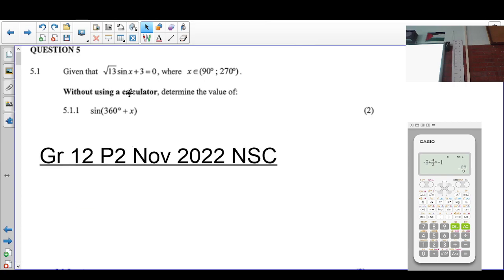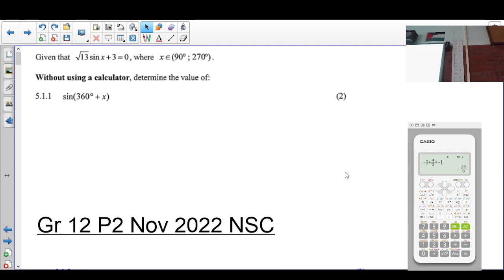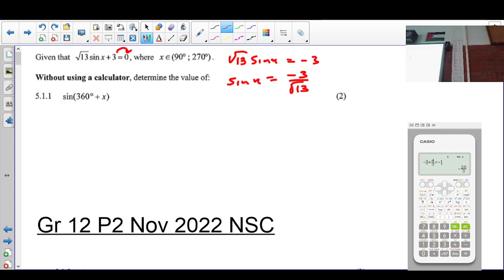Question 5. So here in 5.1, we are given that the square root of 13 sine x plus 3 equals 0, where x is an element of 90 to 270. So we take that over the equal sign, and it becomes the square root of 13 sine x is equal to negative 3. So sine x is equal to negative 3 over the square root of 13. So this tells us that sine is negative. In which quadrant is sine negative? Quadrant 3 and 4.